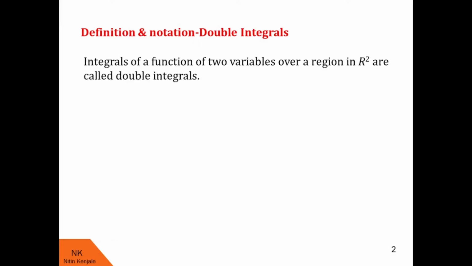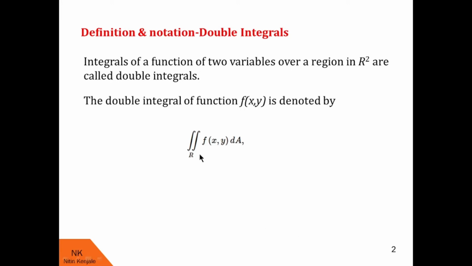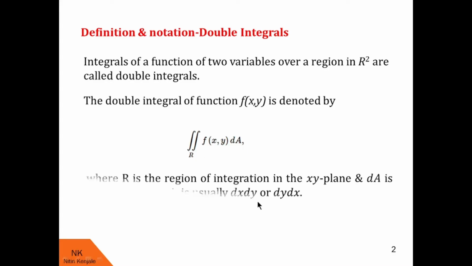Integrals of a function of two variables over a region in R2 are called double integrals. The double integral of a function f of x comma y is usually denoted by this notation, where R is the region of integration and dA is the differential area. It is usually dx dy or dy dx.